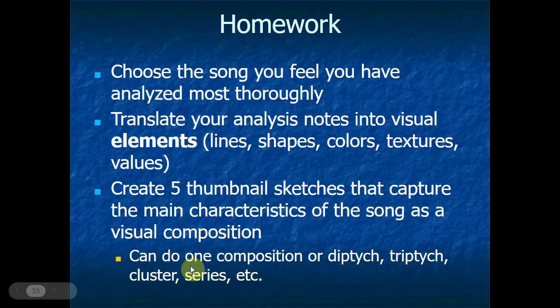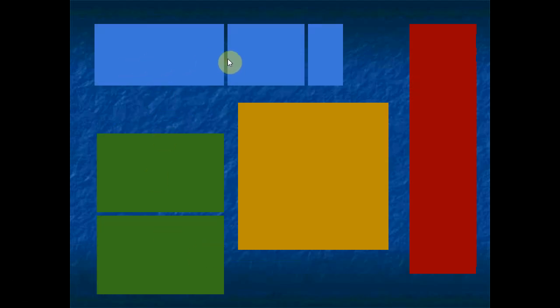Now, here's a little extra option here. Some people like this. You can do either one composition, meaning all on one board, all within one frame, or you can do a diptych, a triptych, a cluster, a series, or something like that. So if your song has multiple parts that feel like distinct sections to you, and you don't want to combine that all into the same area of your composition, you can do something like this, where you break up that composition into multiple pieces, okay?